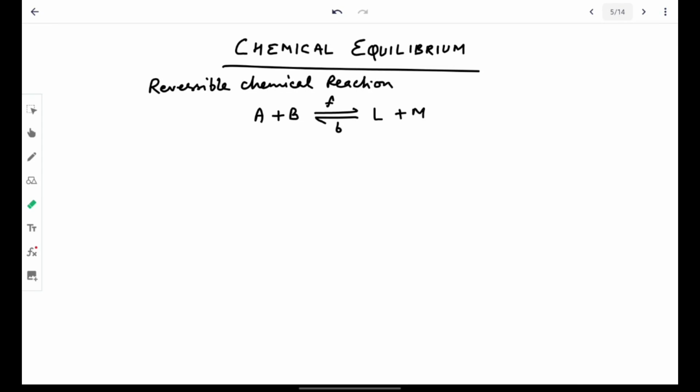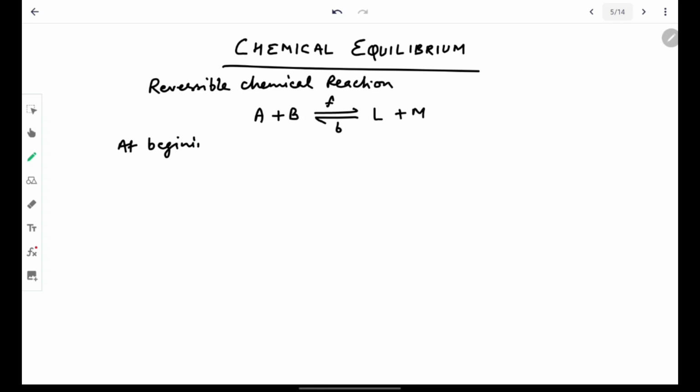Students, in the last lecture, we discussed reversible chemical reactions. These are reactions in which the reactants A and B react to form products L and M, but these products formed, L and M, can react back to give back the reactants. The arrow towards the reactants is called the backward reaction and towards the products is called the forward reaction. So, what happens at the beginning?